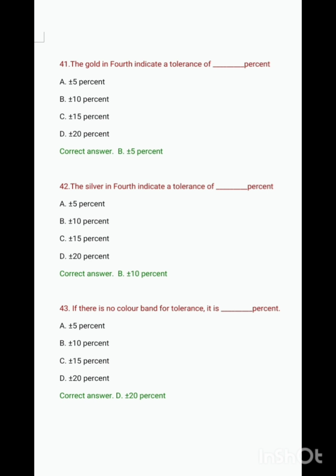42. The silver in the fourth stripe indicates a tolerance of plus or minus what percent? A. 5%, B. 10%, C. 15%, D. 20%. Correct answer: B, 10%. 43. If there is no color band for tolerance, it is plus or minus 20%. A. 5%, B. 10%, C. 15%, D. 20%.